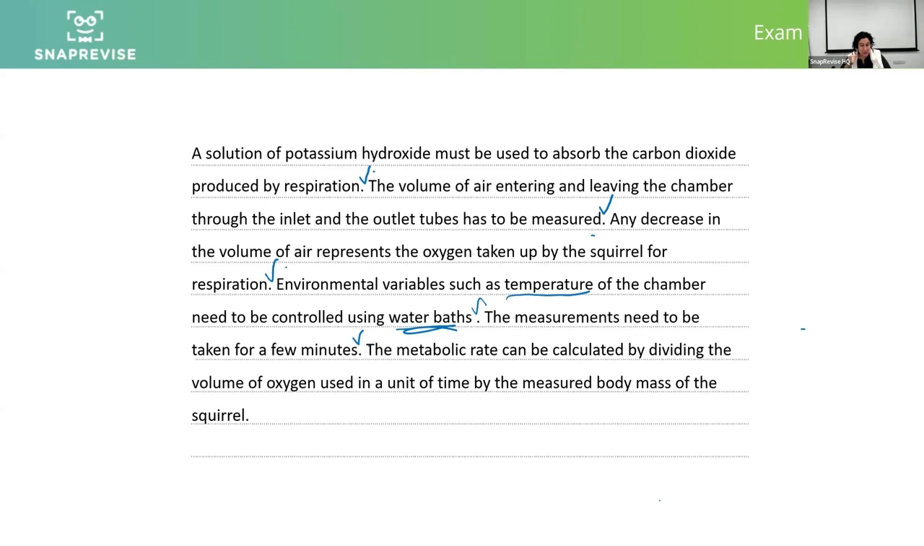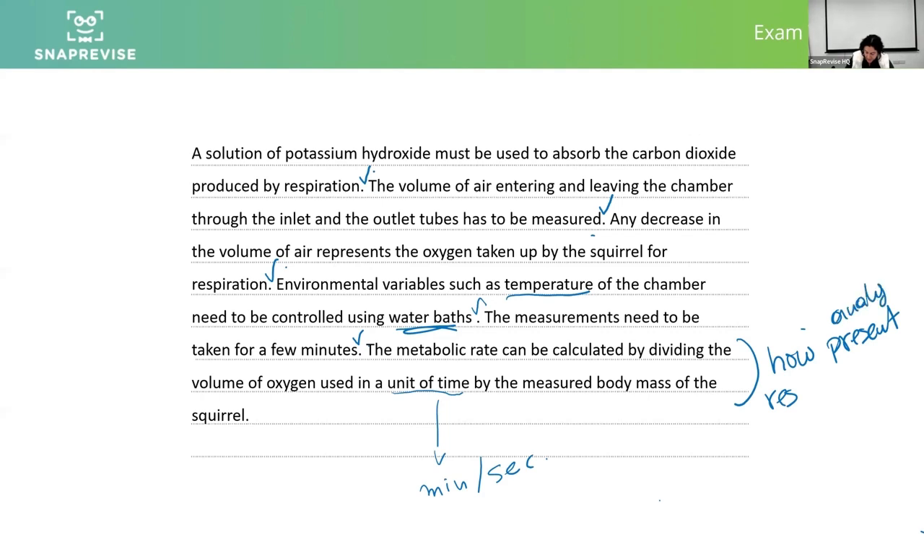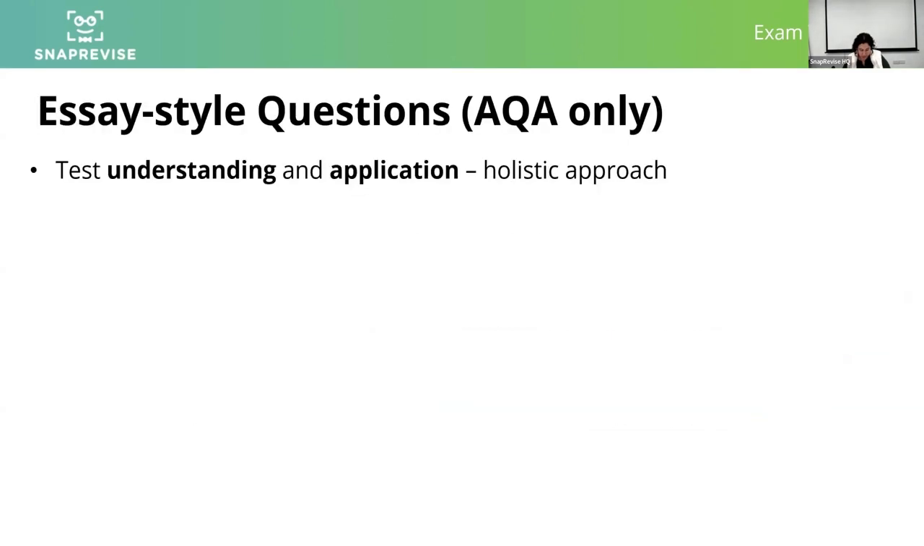And then the metabolic rate can be calculated by dividing the volume of oxygen used in a unit of time, which can be minutes or seconds, whatever unit of time you decide, by the measured body mass of the squirrel. So here I'm also explaining how I'll present or analyze the results of my study. Not only am I explaining how to set up the study, but also what I am going to do with the data in the end. Just running out of time a little bit.